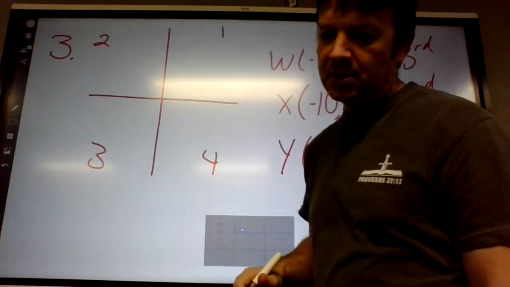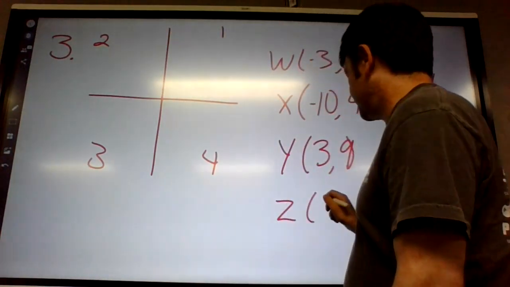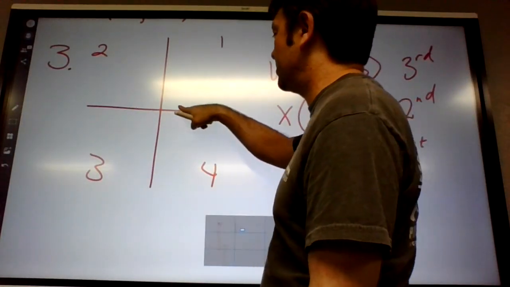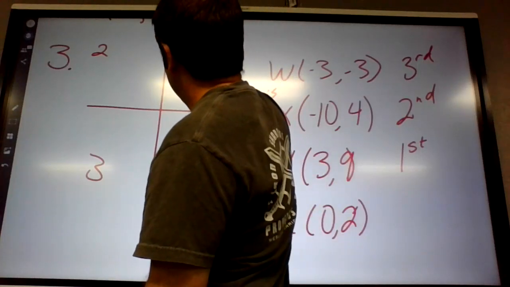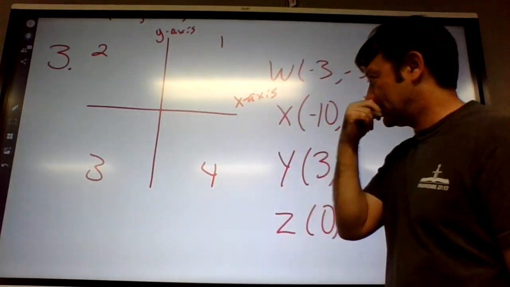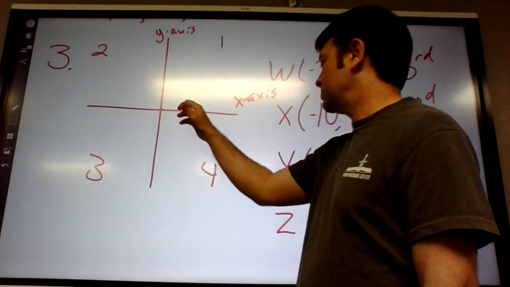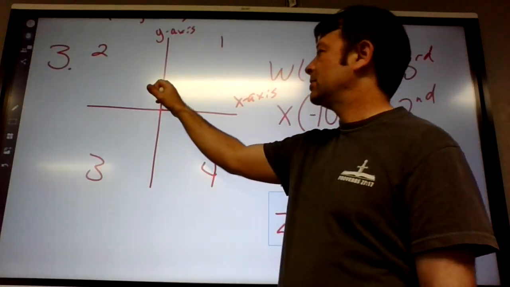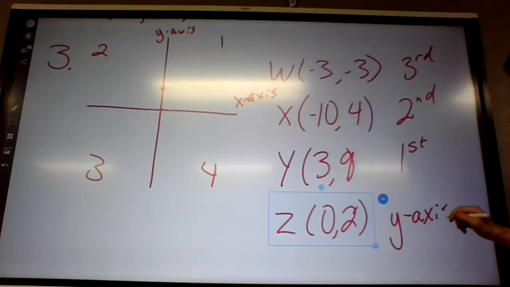And then Wyatt, where is 0, 2 at? Oh, I forgot to label this one. Well, it's not in a quadrant. What's this line right here called? X-axis. So that means this is the y-axis. So where is 0, 2 at? 0 means we're not going right or left. This is up 2. So this is the y-axis. 0, 2.